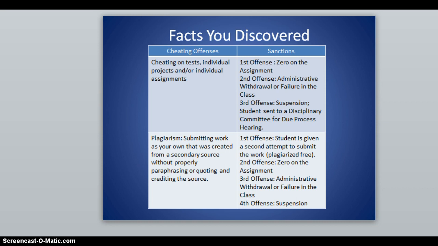Plagiarism is submitting work as your own that was created from a secondary source without properly paraphrasing or quoting and crediting the source. For the first offense, the student is given a second attempt to submit the work plagiarized free. Second offense will result in a 0 on the assignment. Third offense, administrative withdrawal or failure in the class. Fourth offense, suspension.